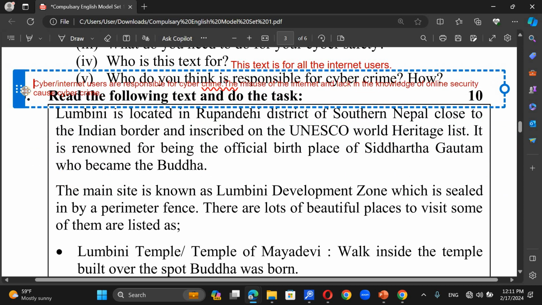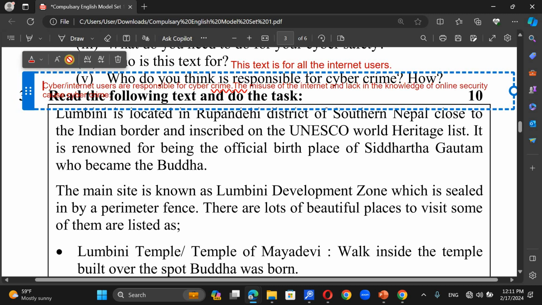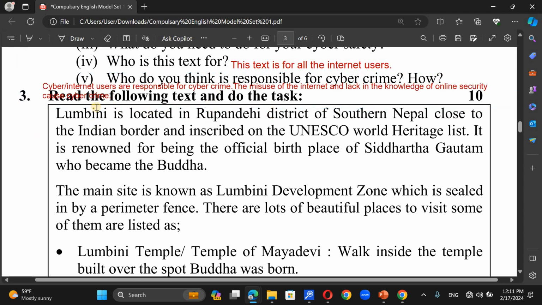Now, dear students, next we are going to do the passage. Read the following text and do the tasks. Lumbini is located in Rupandehi, so it's about Lumbini. It's a very easy text. Lumbini is located in Rupandehi district of southern Nepal, close to the Indian border, and listed on the UNESCO World Heritage List. It is renowned for being the official birthplace of Siddhartha Gautama, who became the Buddha.